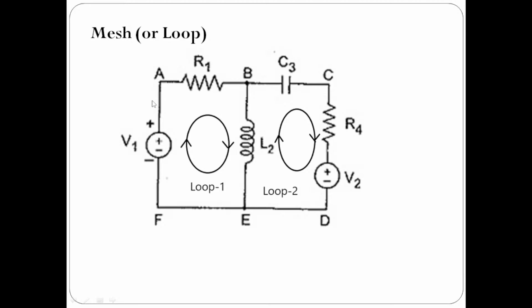I can call these individual closed paths loops. This is one loop, this is another loop. Since they are closed paths, I have drawn a circle here. I have mentioned loop 1 and loop 2.